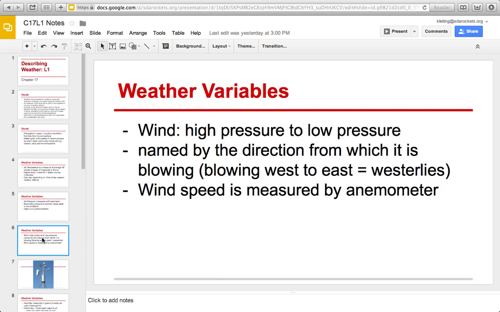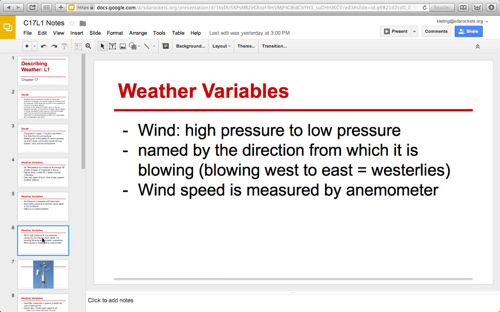Wind, high pressure to low pressure. We've talked about this before, so we're always flowing from high pressure to low pressure. It is named by the direction from which it is blowing. So if wind is blowing from east to west, those are going to be called westerlies. We talked about this before as well. A lot of this stuff, as you can start to see, we've kind of hit on a little bit before, so we're going to be moving pretty rapidly through this.